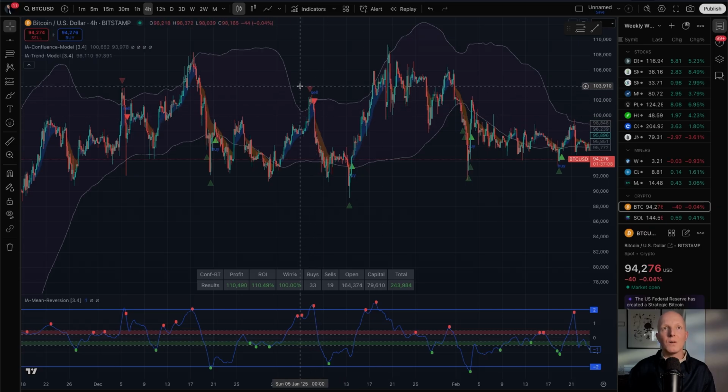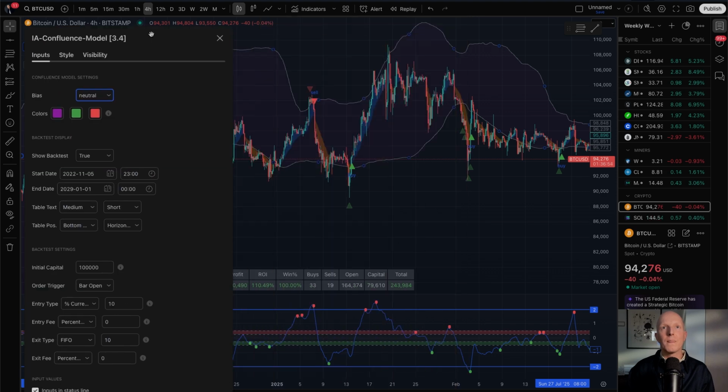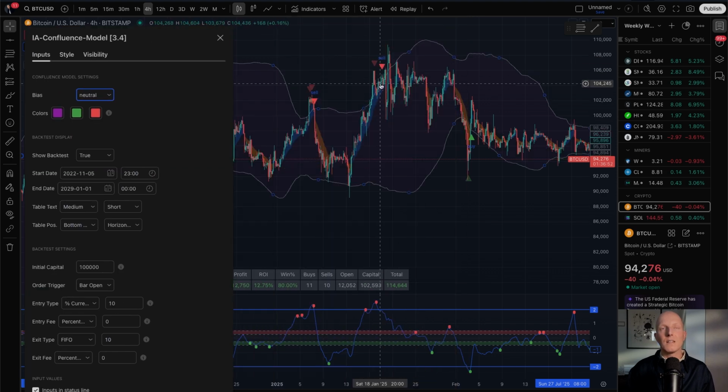So I only got one here in the middle, and then I didn't get anything on this last pump up. If you were to turn on volume, you would see this was a very low volume pump, so that's probably why that wasn't triggering. But if we go back to our settings and we change this to, say, neutral, you can see that that now gives us a sell signal right there.